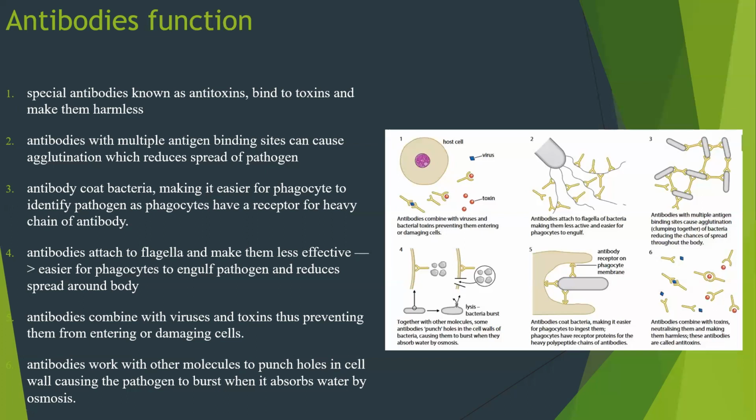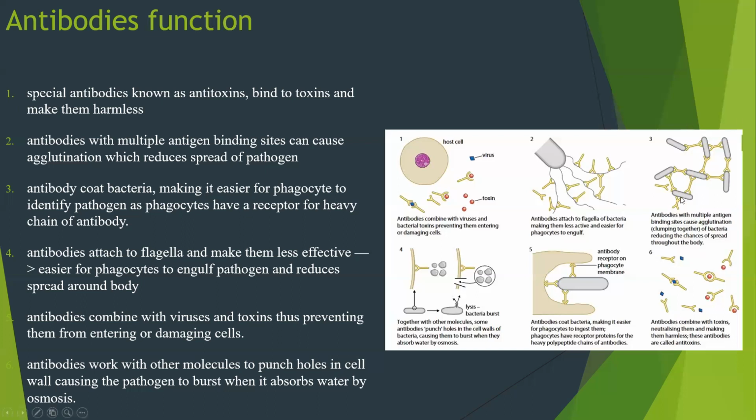And they do the same with viruses. As shown in the diagram, we basically just take it as the antibody binding to the virus, which prevents it from entering host cells and causing any damage. Furthermore, some antibodies have multiple binding sites. So this causes agglutination. Agglutination is basically when a large number of things clump together.